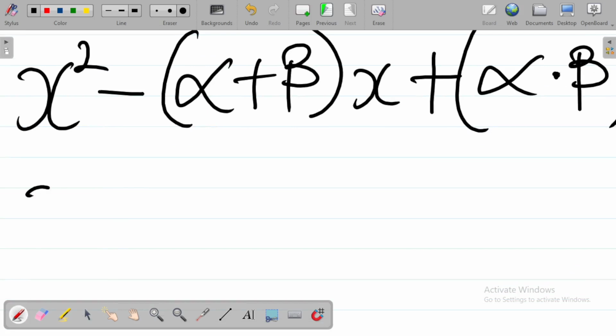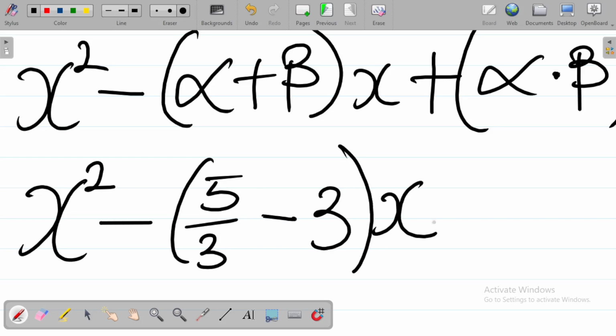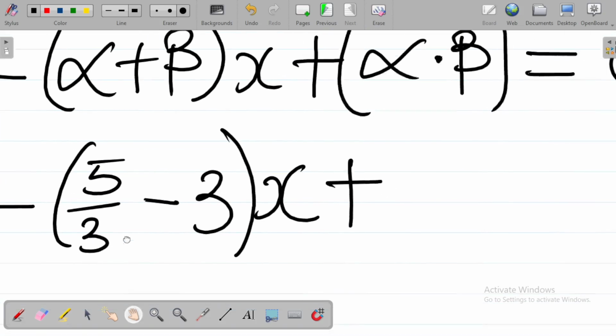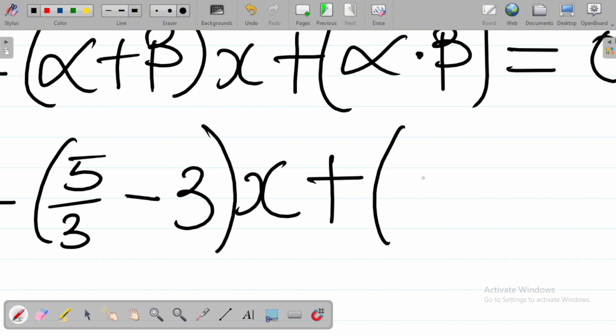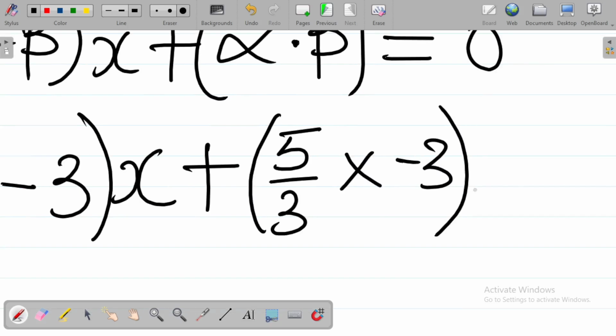So let's substitute. We have x squared minus, alpha is 5 all over 3, and then beta is -3. So minus and plus is minus. So we have -3, and then multiply by x plus, alpha is 5 all over 3, and then multiply by -3, which is equal to 0.